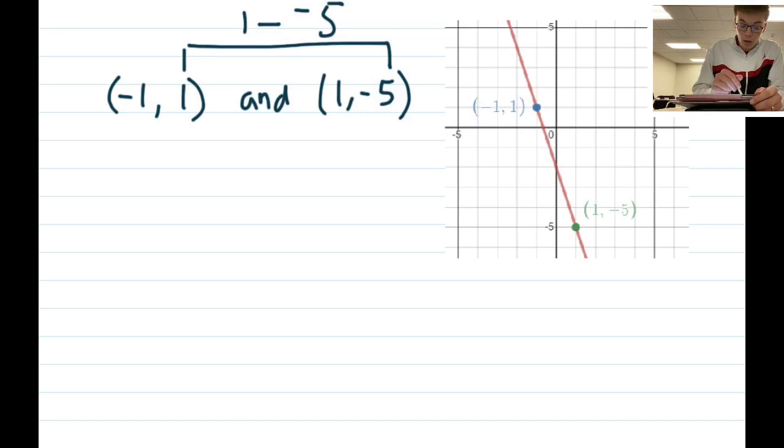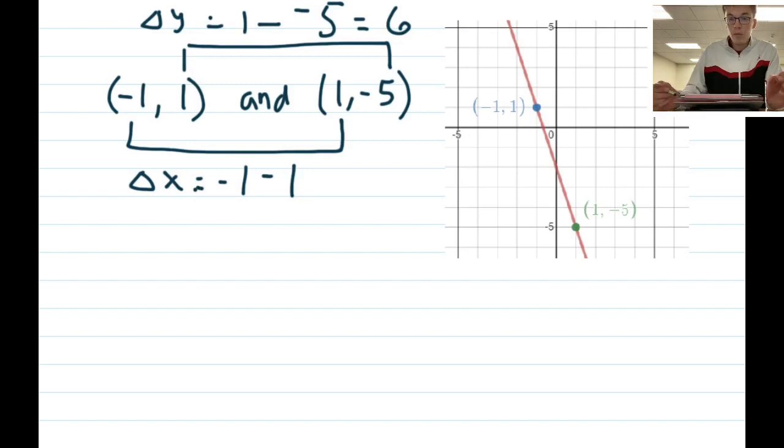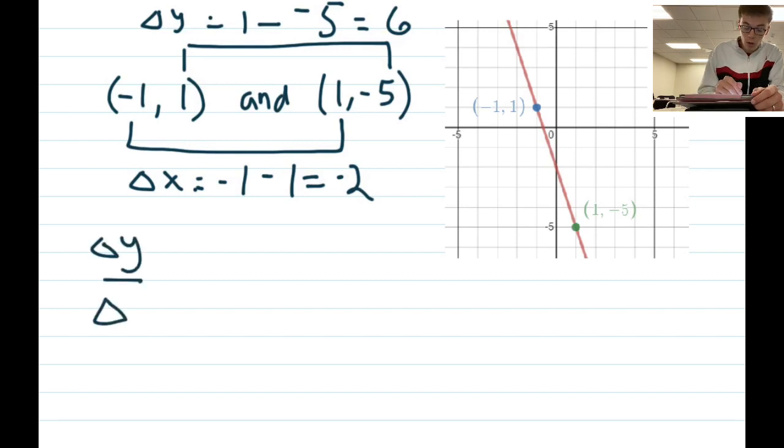So then we're going to do that for this. So the change in y, 1 minus a negative 5 also means 1 plus 5, which is 6. Okay? So that is our change in y. Now looking at the bottom, for the change in x, we're going to do negative 1 minus 1. Now be very careful here. Negative 1 minus 1 is going to get you a negative 2. So when writing this out, change in y over change in x, this is our slope, this is our m value. Okay? We're going to have 6 over negative 2.